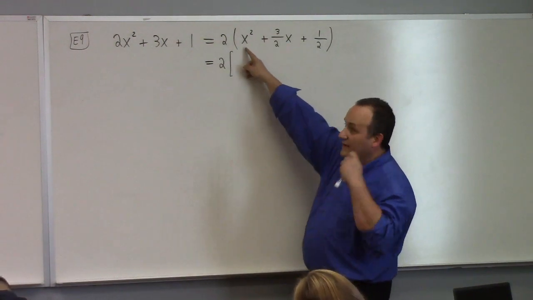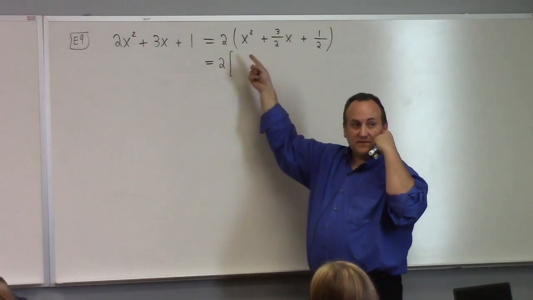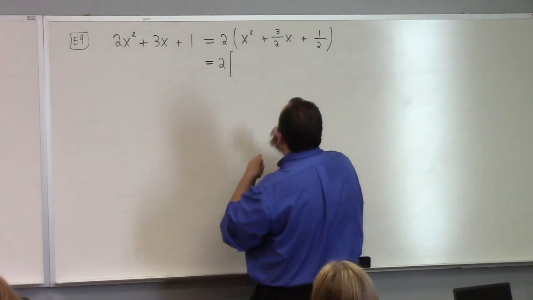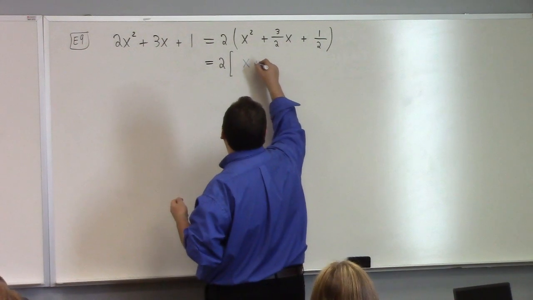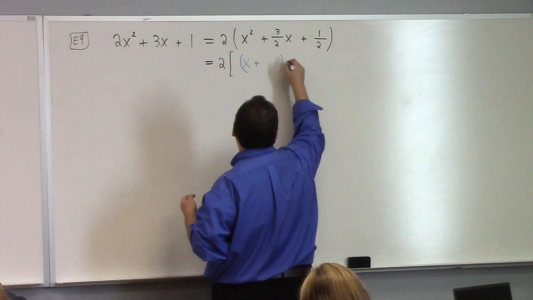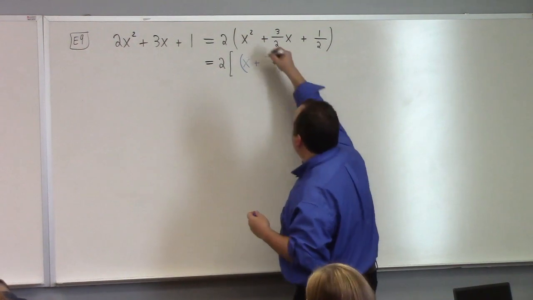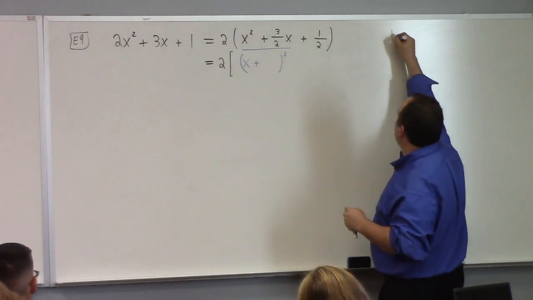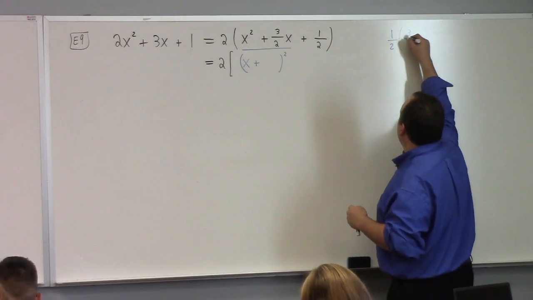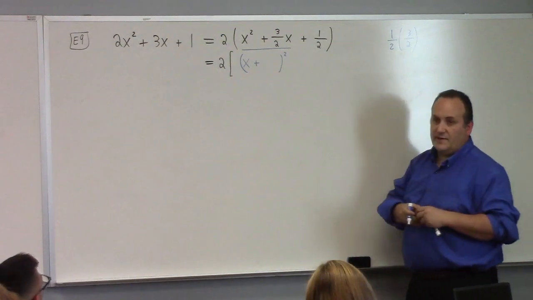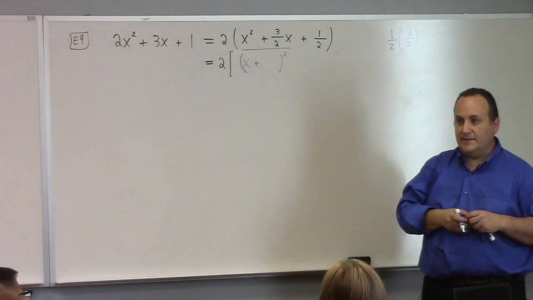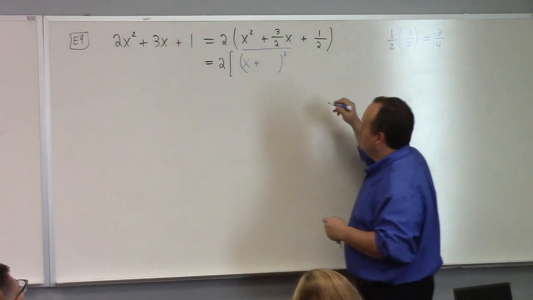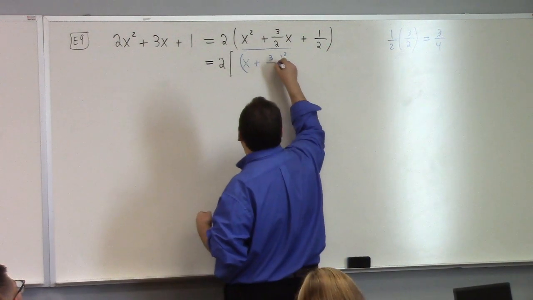Now what do I do? I complete the square on what's in the parentheses. So what's my starting step? I do x plus what squared? These two terms here, what I'm trying to get. So my question to you is, what's 1/2 of 3/2? Because that's what we're supposed to put there, right? Anybody? I got a 3/4. Sounds good.